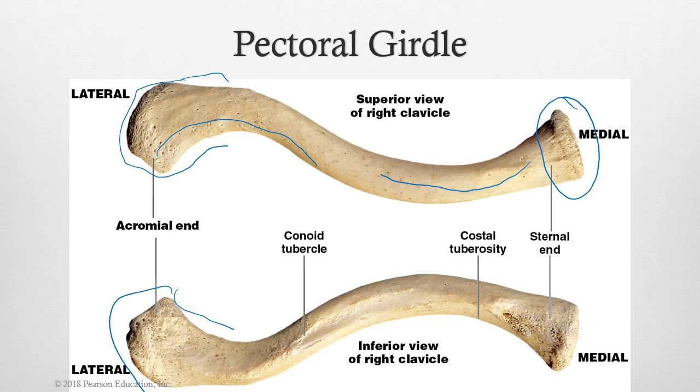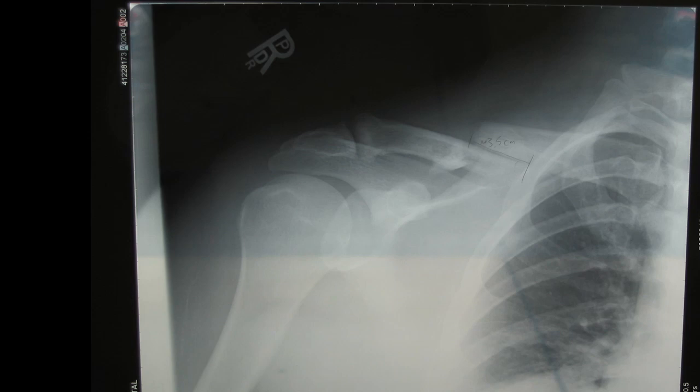The clavicle is important to the appendicular skeleton and the pectoral girdle in that it is our one connection back to the axial skeleton. And so if we were to land on the outside of our shoulder here, all of that force goes back through that clavicle and back over to the sternum. And so that's where it's going to take the brunt of all of that force, and it's one of the more common bones to actually fracture.